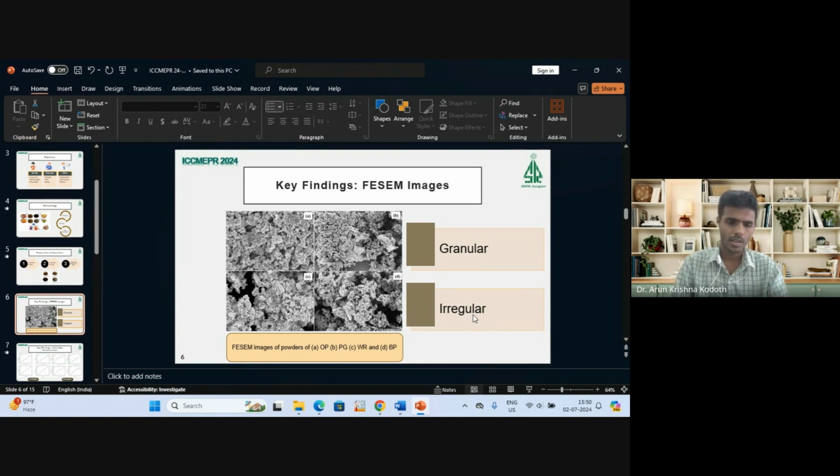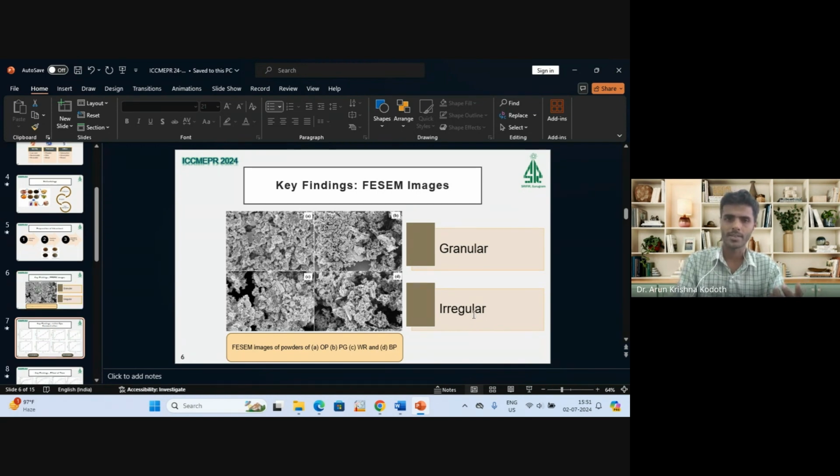It is due to the traditional grinding process and the sieving process that we got this kind of mixed images.